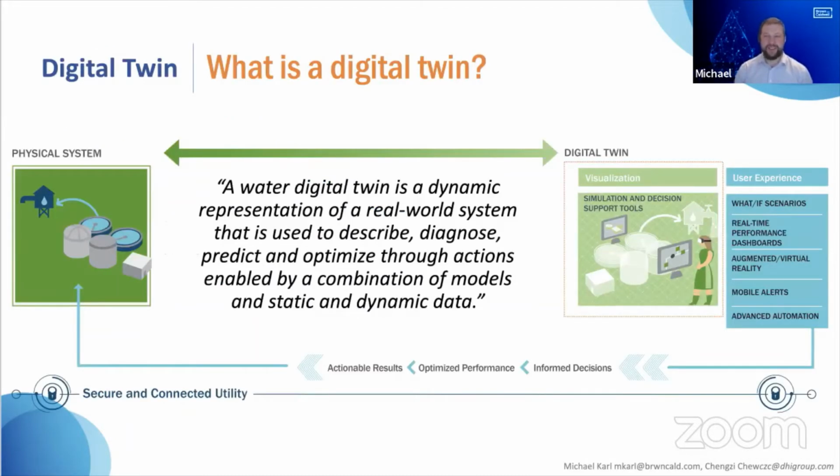What is a digital twin? I've got the definition here that I think is worth reading as it sets the foundation for all of our subgroups and the way we're thinking of digital twins. So a digital twin for water is a dynamic representation of real world systems that is used to describe, diagnose, predict, and optimize through actions enabled by a combination of models and static and dynamic or real-time data.